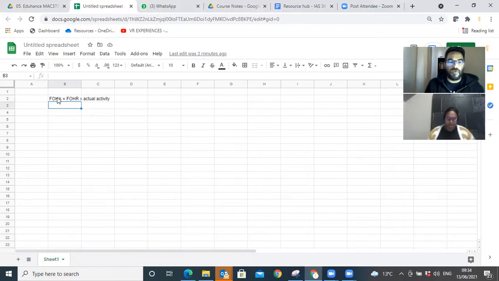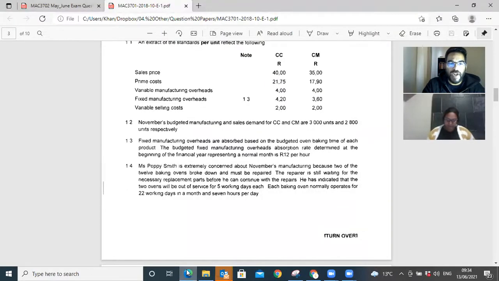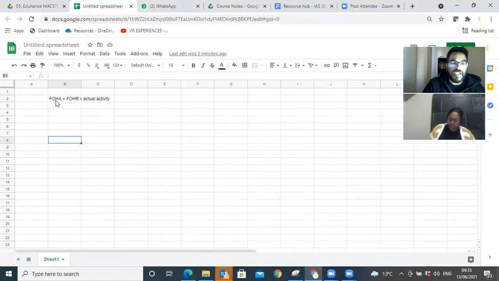So why is that important? In the table where they gave us the fixed manufacturing overheads, they're telling us what was the fixed overhead applied. So for CC, it was 4 Rand 20, whereas for CM, it is 3 Rand 60. So fixed overheads applied for CC is 4 Rand 20. For CM, it was 3 Rand 60. So we know fixed overheads applied.